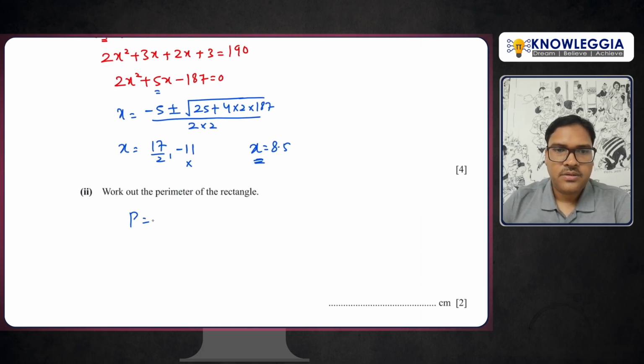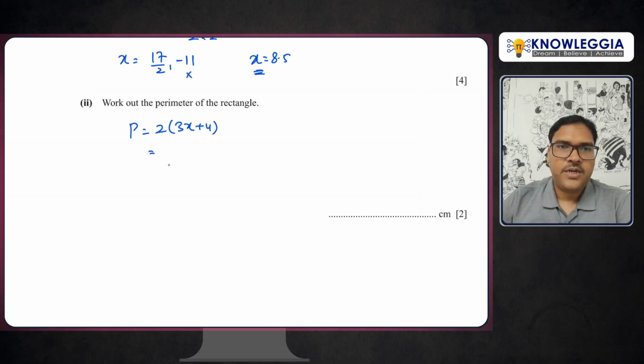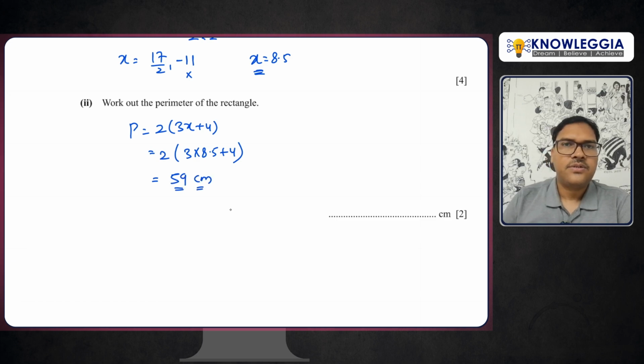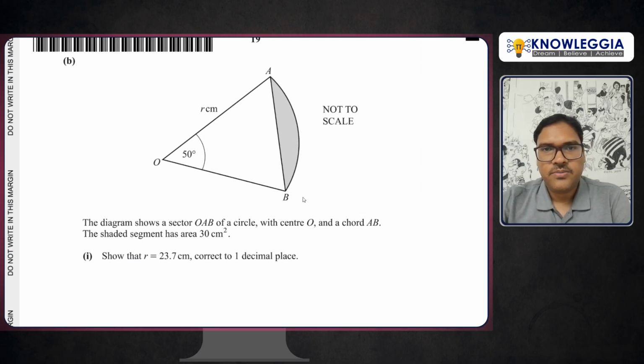So perimeter is 2 times 3x plus 4, and we know x is 8.5. So this is 2 times 3 into 8.5 plus 4. So now again you can easily check this calculation. You will find this is equal to 59 centimeters. Okay, so that is the answer for this. Now the next part, next question. Okay, next part of the same question.